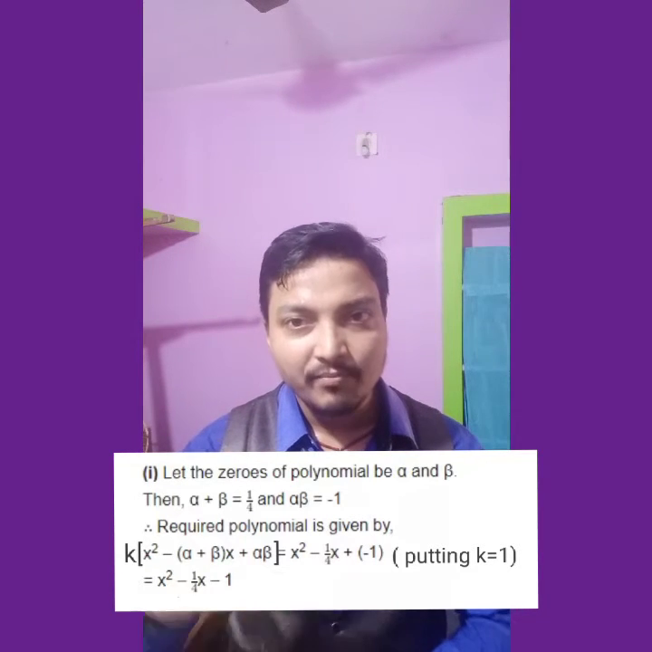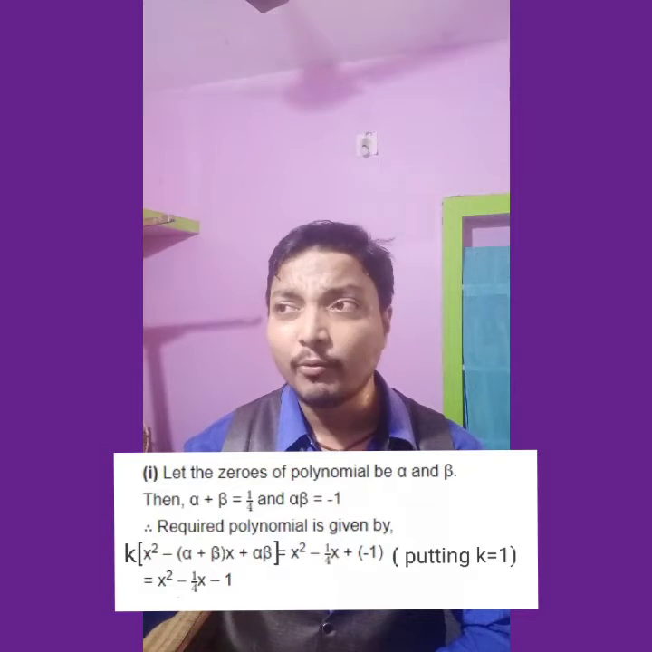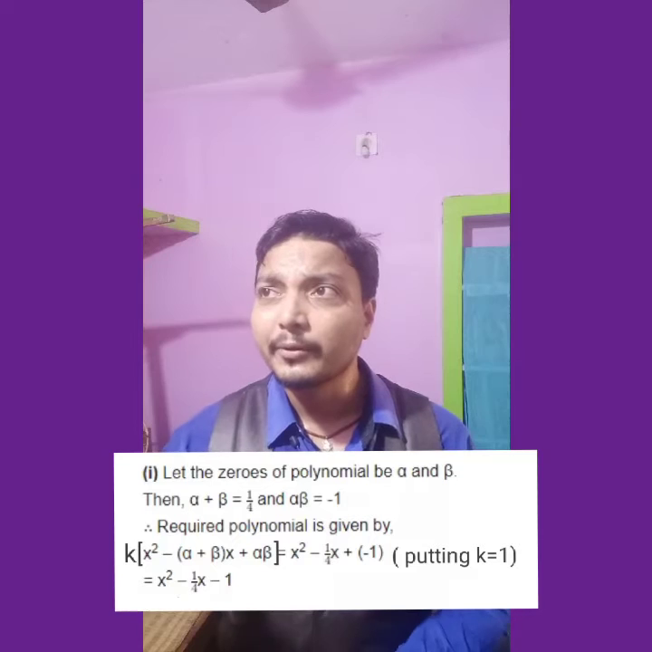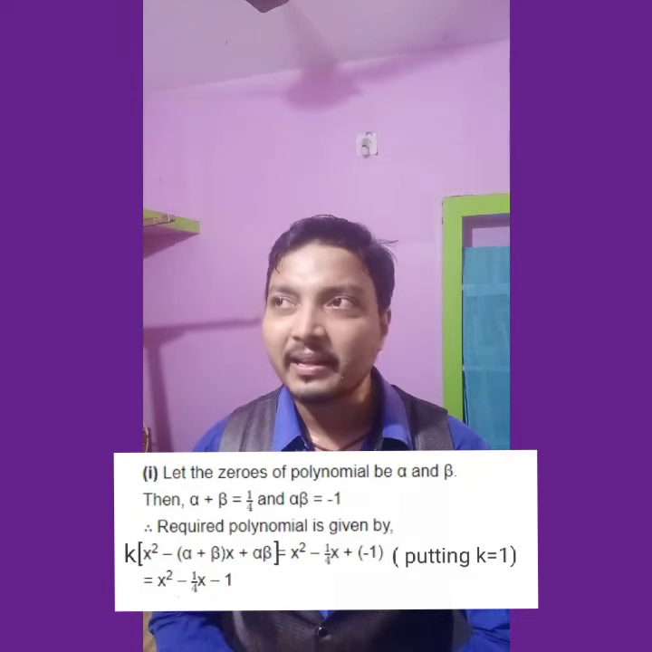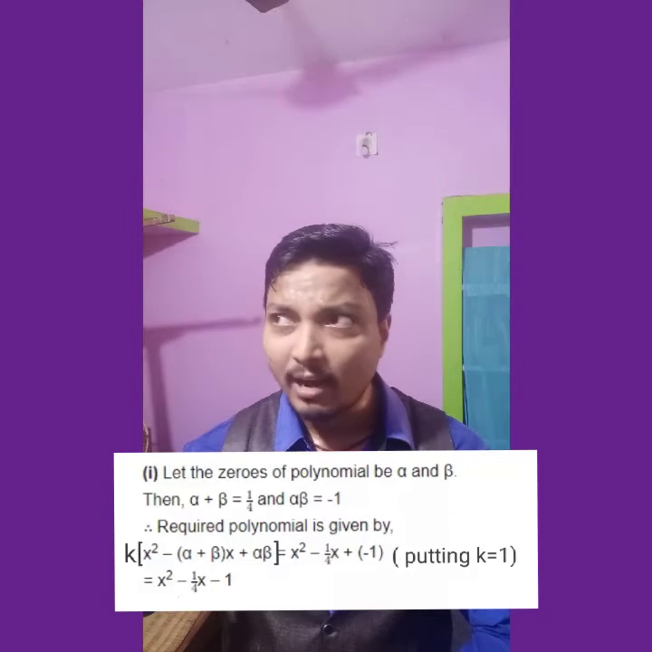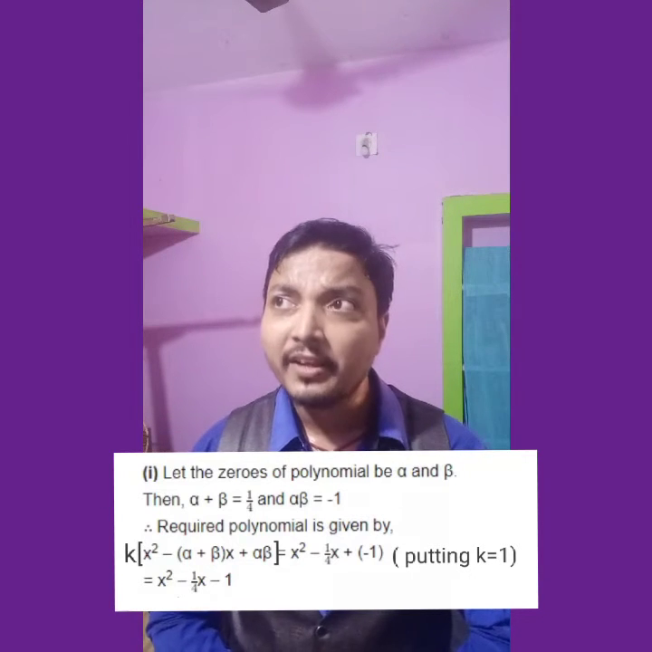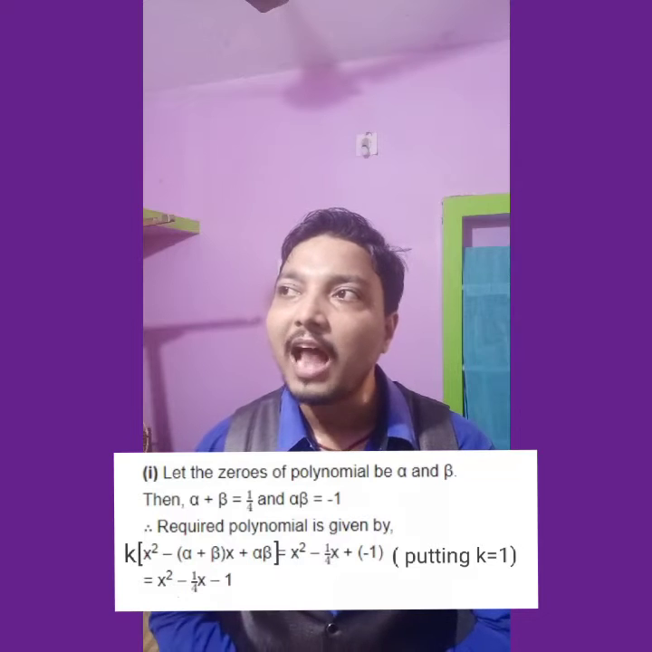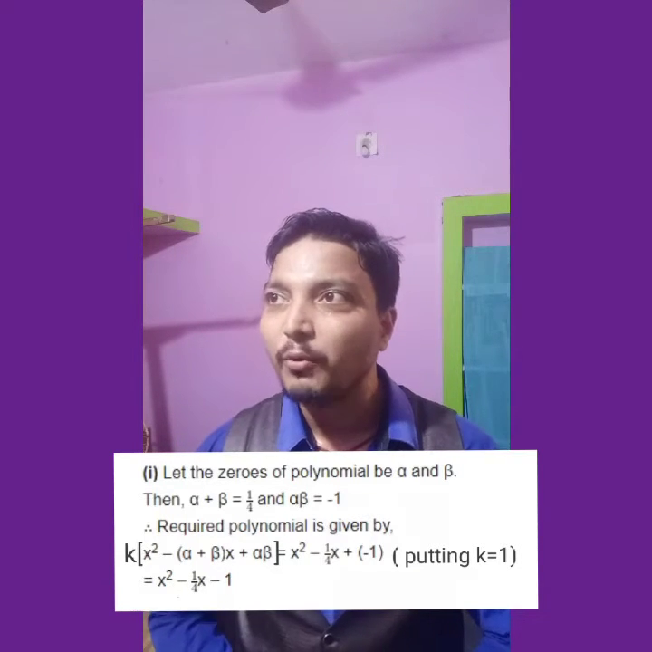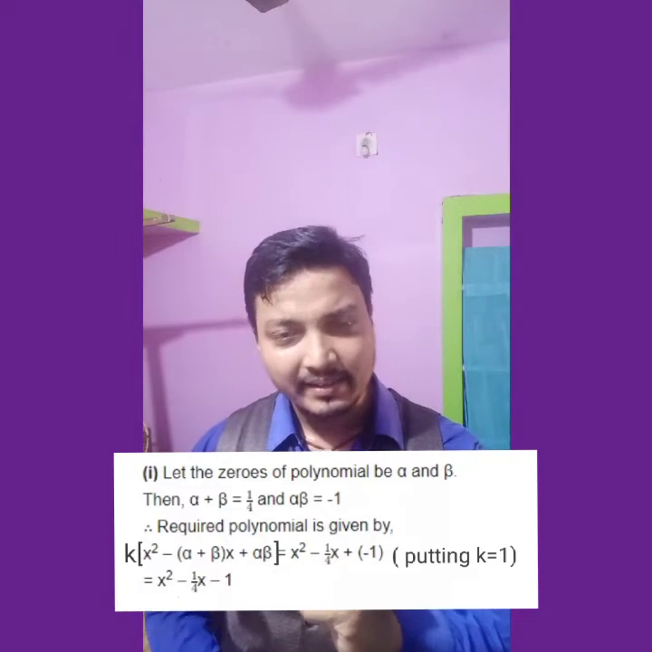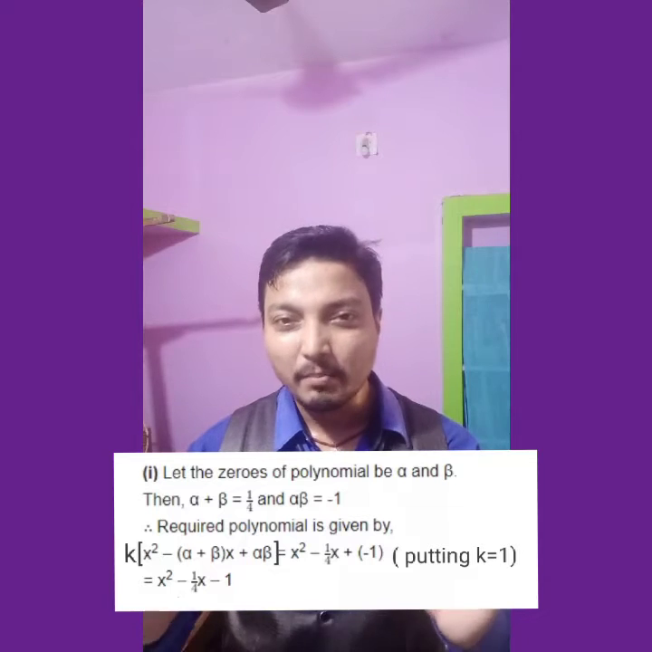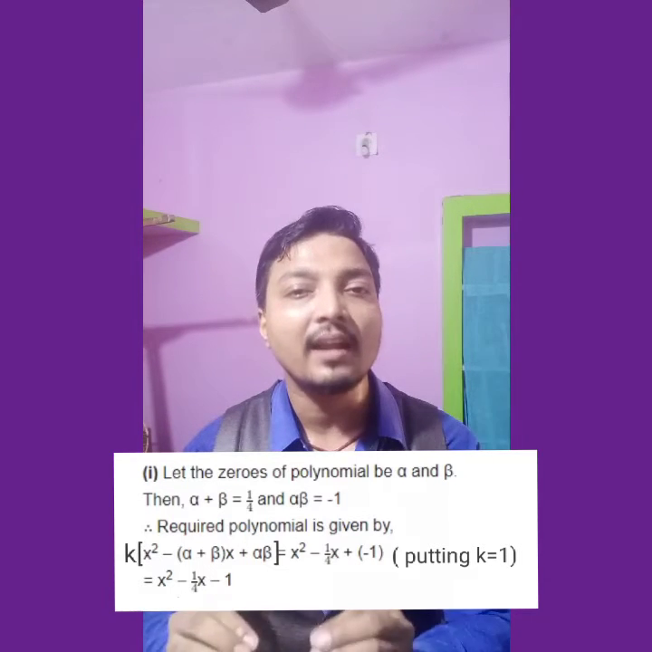By the same formula, how do we find another polynomial? Let's see. According to the formula, the quadratic polynomial is k times x square minus alpha plus beta times x plus alpha into beta. I am putting in the values of alpha plus beta and alpha into beta. For k, I am putting 1. Next step you can also put 2, also 3. So it means infinitely many polynomials you can obtain.